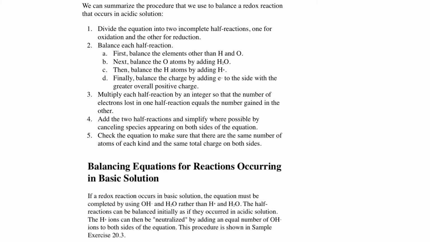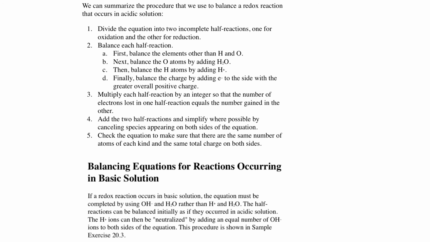We can summarize the procedure that we use to balance a redox reaction that occurs in acidic solution. 1. Divide the equation into 2 incomplete half reactions, one for oxidation, the other for reduction. 2. Balance each half reaction. A. First balance the elements other than hydrogen and oxygen. Next, balance the oxygen atoms by adding waters. Then, balance the hydrogen atoms by adding protons. Finally, balance the charge by adding electrons to the side with the greater overall positive charge.